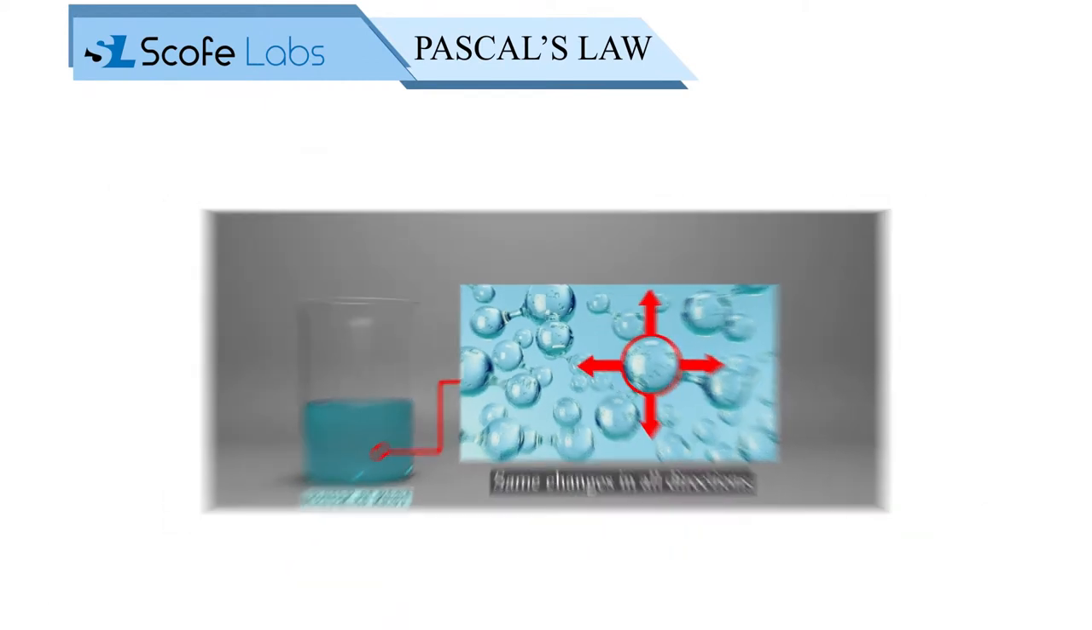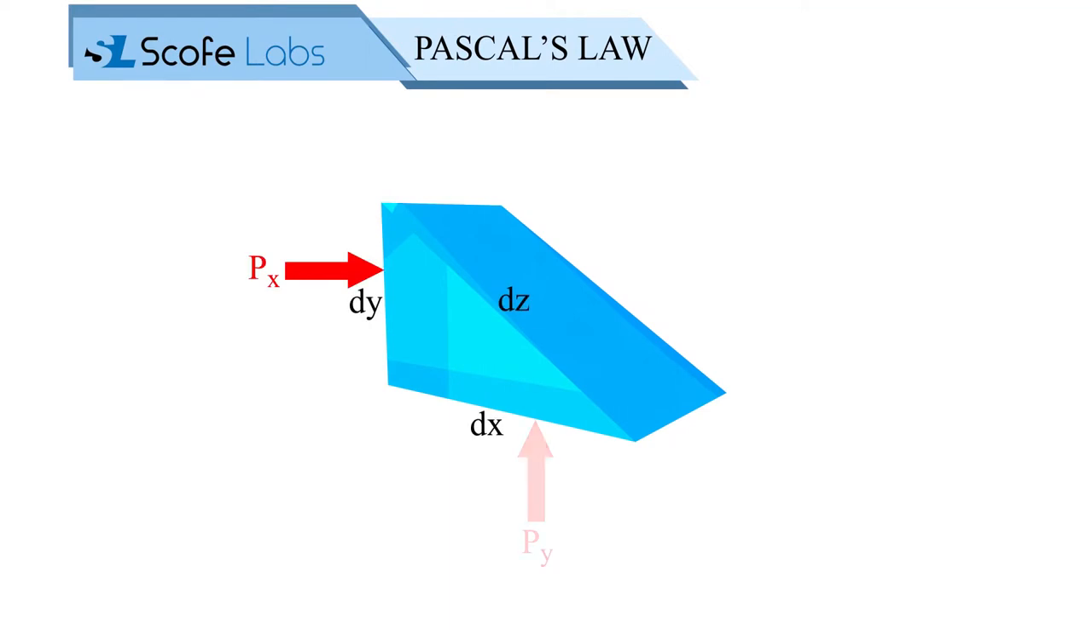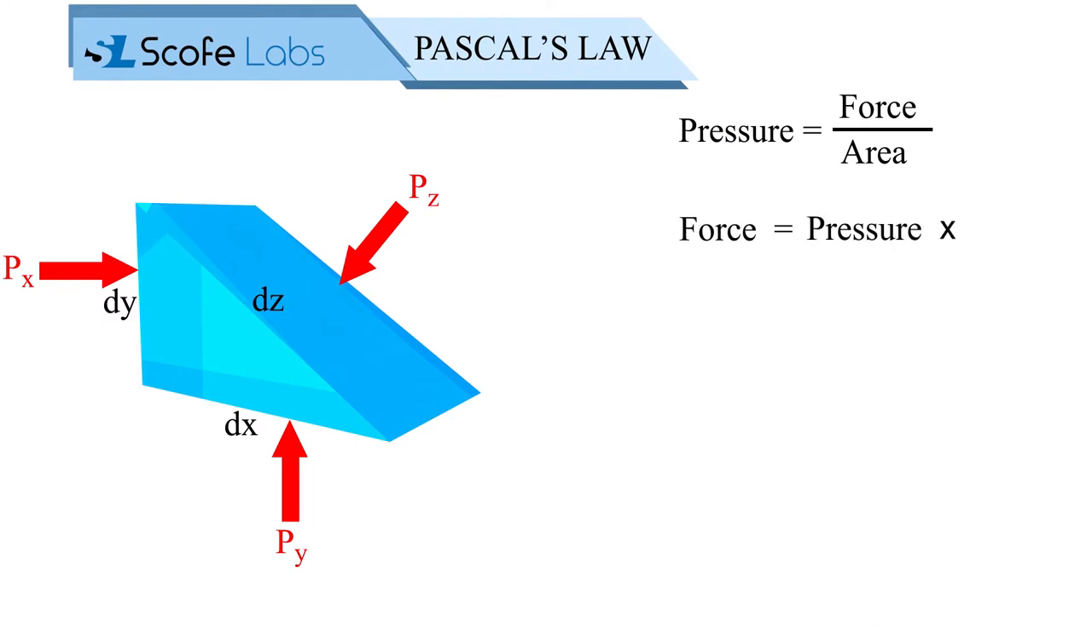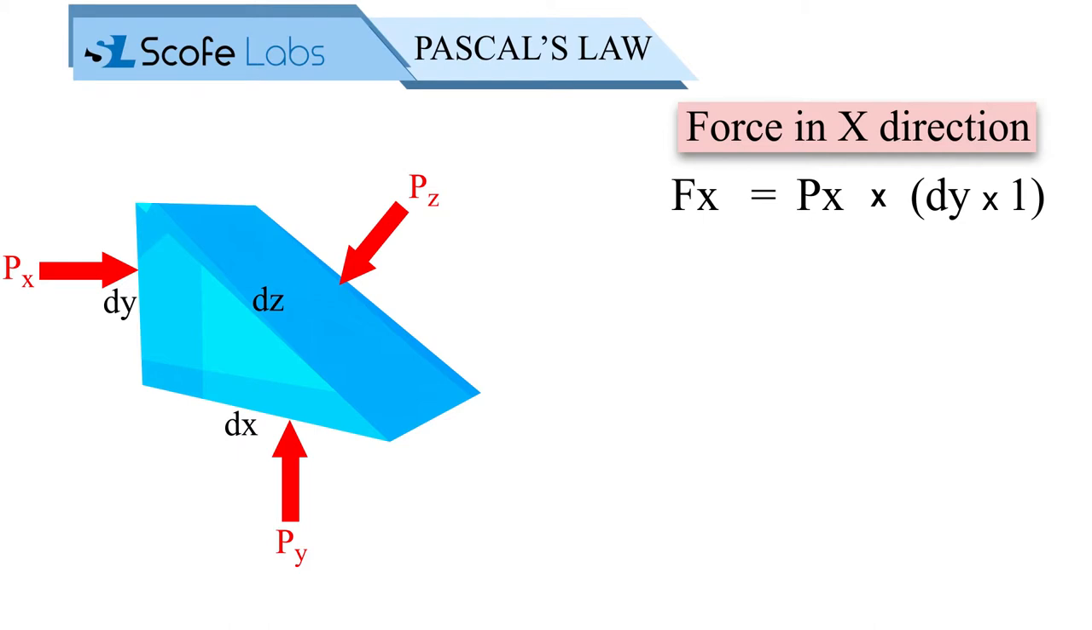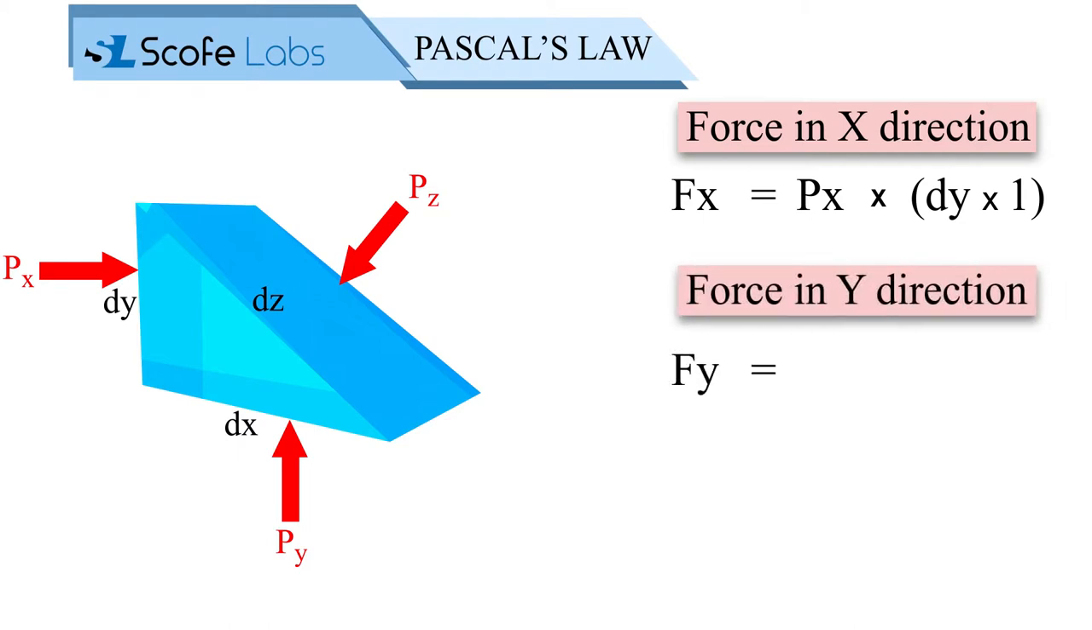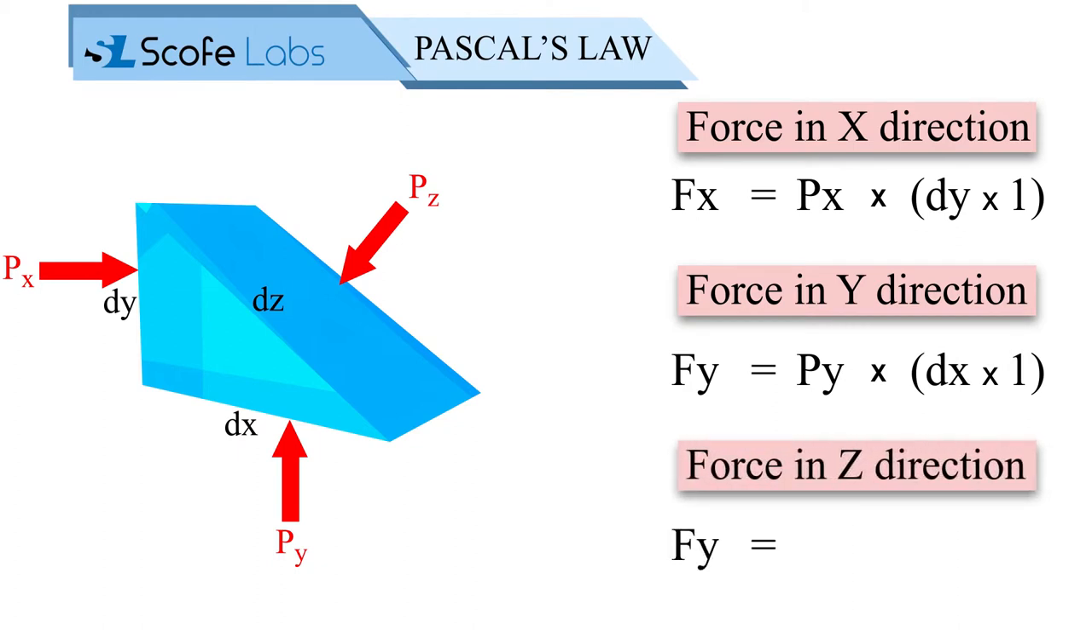Let us understand this mathematically, considering a water molecule of wedge shape. Px, Py, and Pz are the pressures acting on the planes dy, dx, and dz respectively. As we know, force is equal to pressure into area. We can write, force in x direction, Fx, is equal to pressure Px into area dy into 1. Similarly, force in the y direction is equal to Py into area dx into 1, and force in the z direction is equal to Pz into area dz into 1.